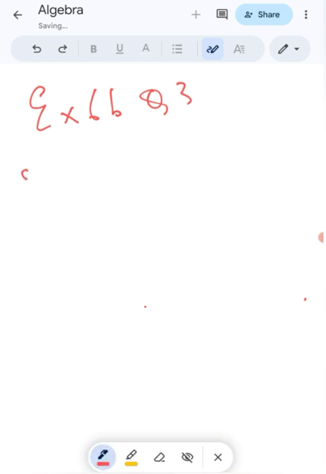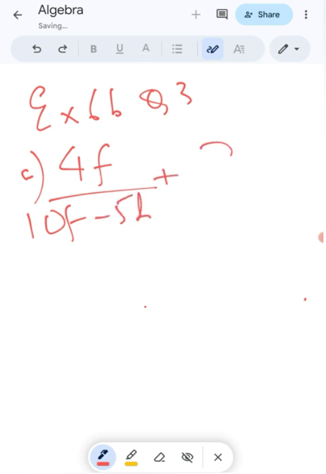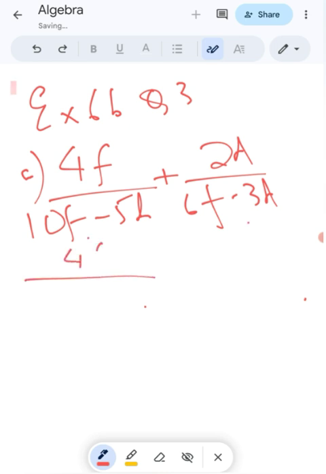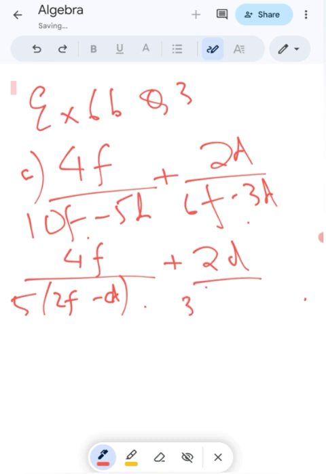Part C, it says that 4f upon 10f minus 5d plus 2d upon 6f minus 3d. Now first I will be taking out the common in the denominator, so let's take it out. 4f was already there. Here I can take 5 as my common. 5 into 2f minus d makes a 10f minus 5d, agreed, plus 2d comes as it is. So here I can take 3 as a common number, which makes 2f minus d once again.